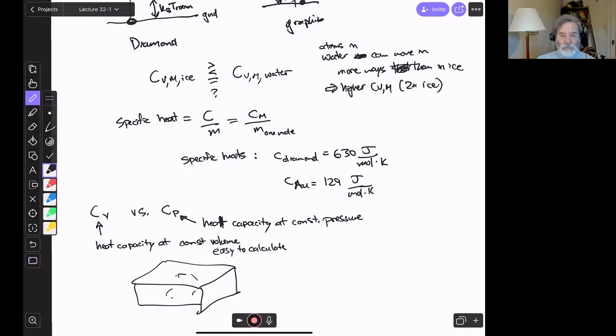And so it's much easier experimentally to do things at constant pressure, because after all, we're in the atmosphere, which is exerting a constant amount of pressure on everything. So this is easier experimentally.